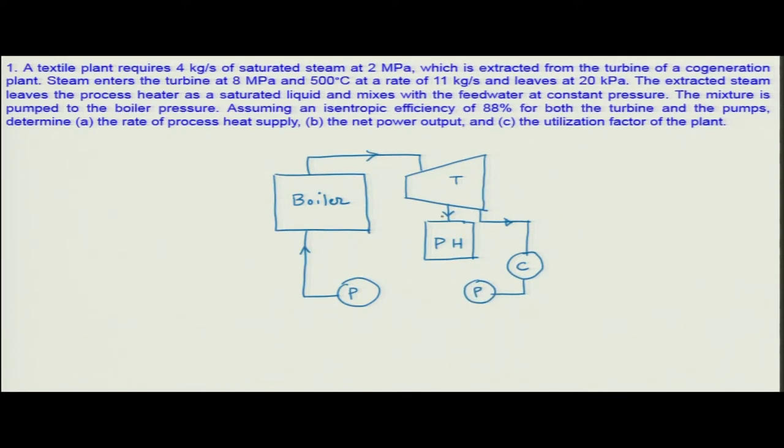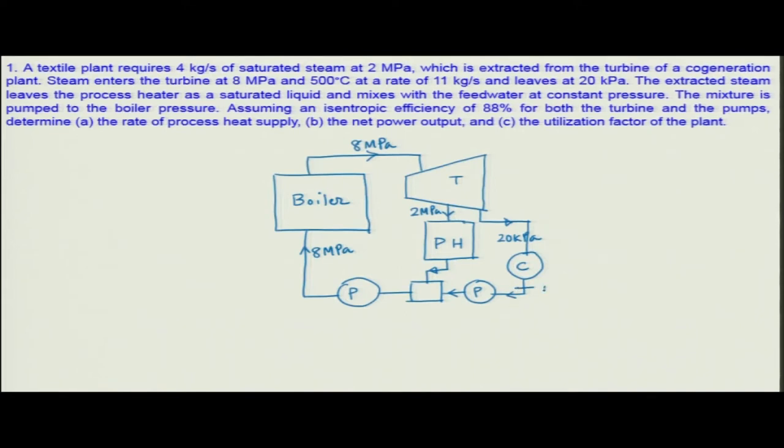because you see that there is a pressure difference at the exit of the turbine. The pressure is the condenser pressure, which is given as 20 kilopascal, and this process steam is extracted at 2 megapascal. So we have to utilize a pump before this mixer. Here it is pressurized to 2 megapascal, and then there is a mixer where this steam will enter, and together it will come out, and then subsequently it will be pumped to 8 megapascal, that is the boiler pressure. That is the process diagram, and now we can identify different stations.